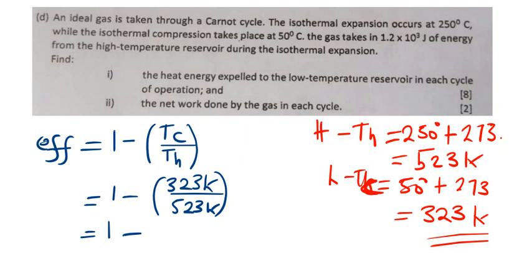323 divided by 523. Okay, what do I have when I divide that? I'm getting 0.6174. So this is the one that I'm subtracting from 1. 1 minus 0.617, I'm getting 0.3826. Okay, now that I've found this as the efficiency, I'm now supposed to find the heat that was expelled. So this will help me to find the heat that was expelled.